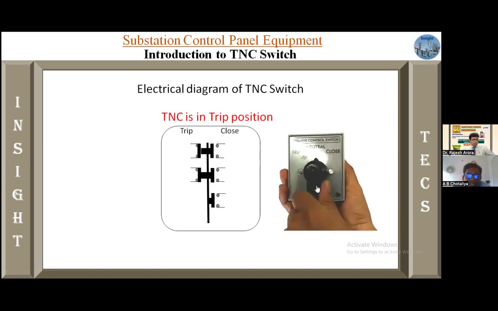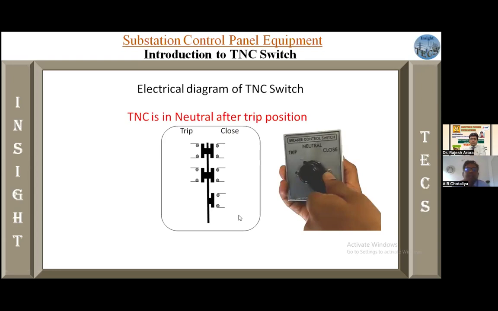Whenever we take the TNC switch to the trip side, then this contact will be open. This contact is an NSC contact, which is used for some other purpose, which we'll see next. So what is this? The TNC switch will close the breaker and trip the breaker.